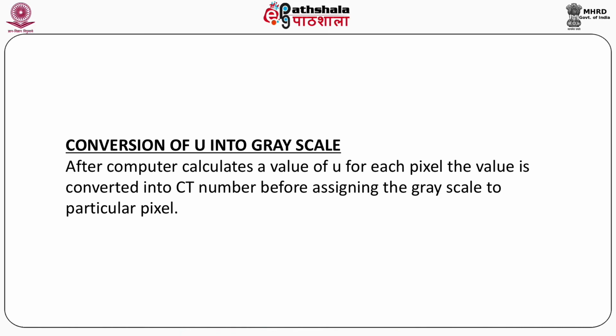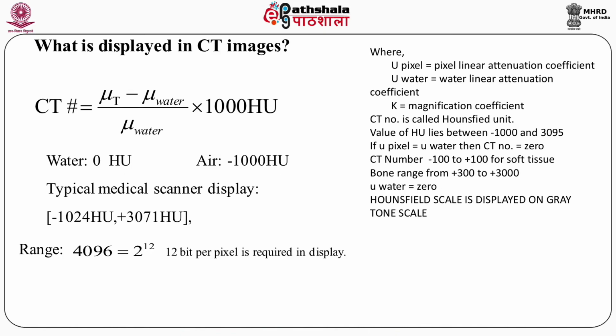Now, the next step is conversion of linear attenuation coefficient into the grayscale by using the Hounsfield unit. After computer calculation, the value of the linear attenuation coefficient of each pixel is known. This value is converted into CT number or Hounsfield unit before assigning the grayscale. So you can see here the CT number is equal to mu of the pixel minus mu of water, upon mu of water, into 1000.